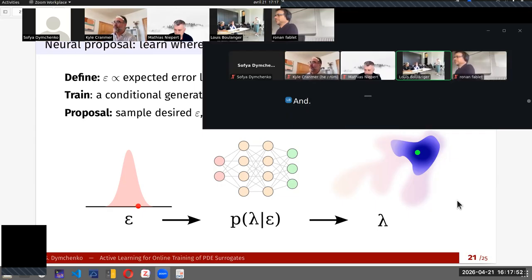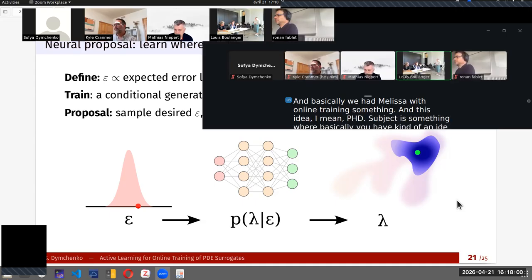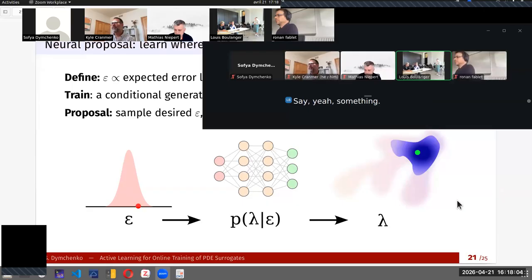And basically we had Melissa with online training, and this idea. A PhD subject is something where you have kind of an idea, but you obviously don't know where to go. Say, oh yeah, something like active learning could be something interesting to explore, and you apply to that position, and your background was math, basically. Not computer science. Not HPC, for sure.